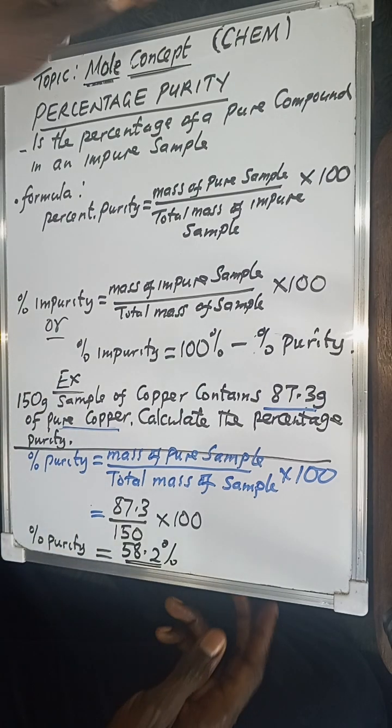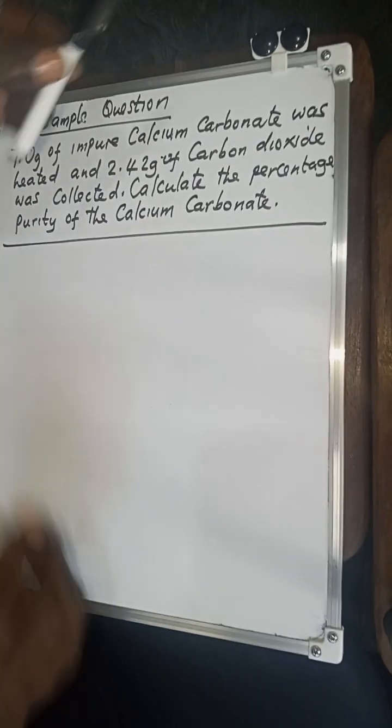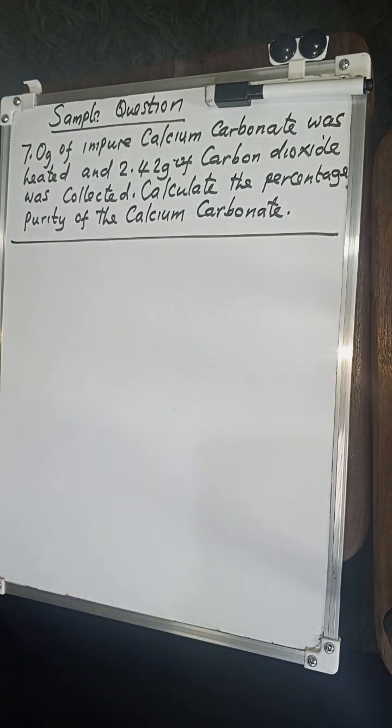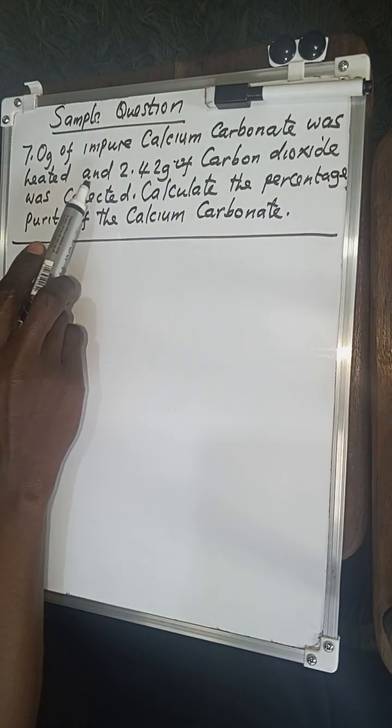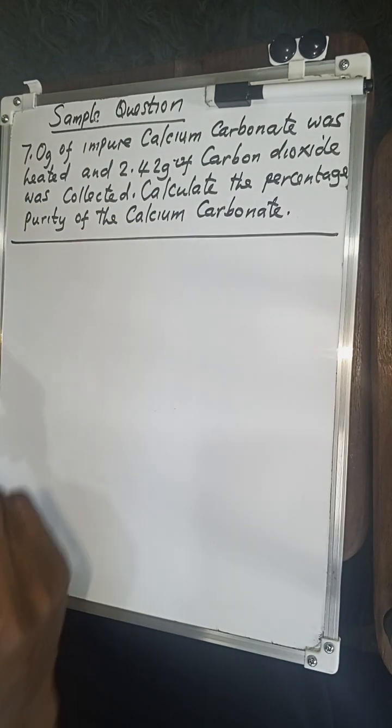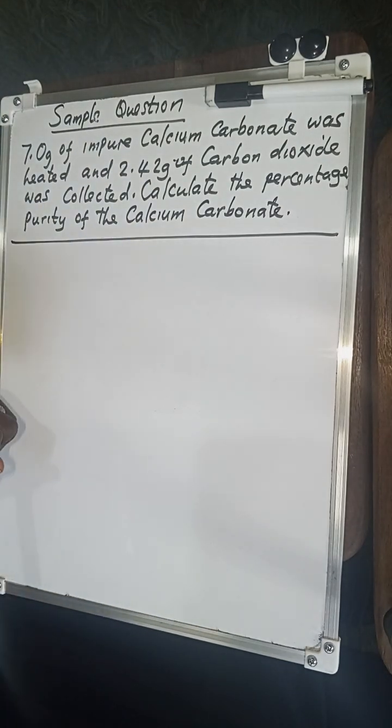All right. Let's look at a typical example. I've already written one this side so that I can assist you. It says 7.0 grams of impure calcium carbonate was heated and 2.42 grams of carbon dioxide was collected. I think I left out an equation. This question should have had an equation that we were given.